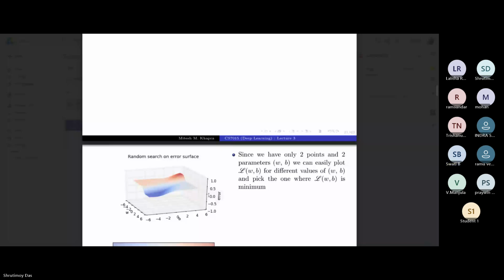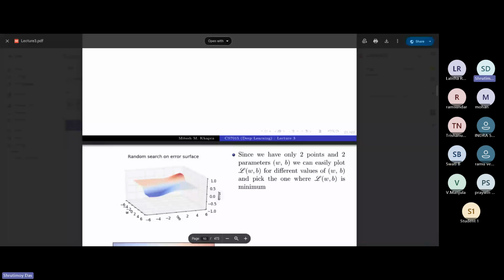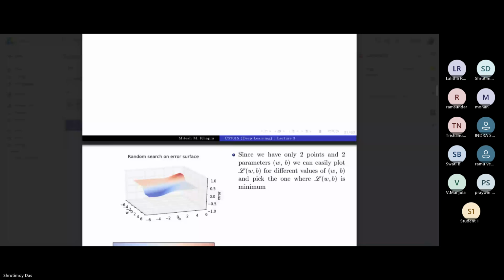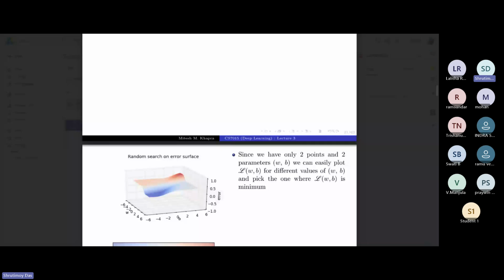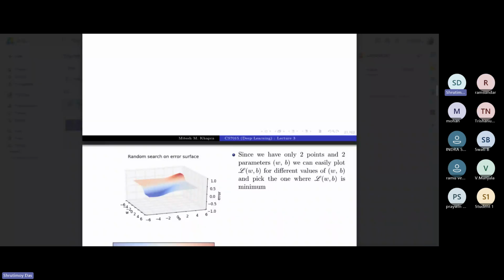Is that clear? Yeah. So this is an easy case, but for others there will be a lot of X's, D-dimensional X's. But for visualization, you can just visualize in 3D. So we have one W, one B, and the error. The error is a function of both W and B. Each parameter will be one axis, and the loss will be the other axis.